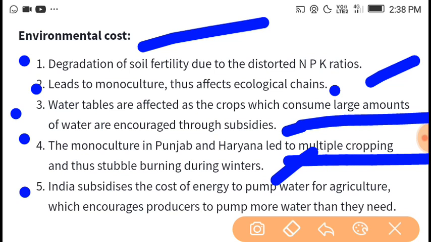Indian subsidies cover the cost of energy to pump water for agriculture, which encourages farmers to pump more water than they need.